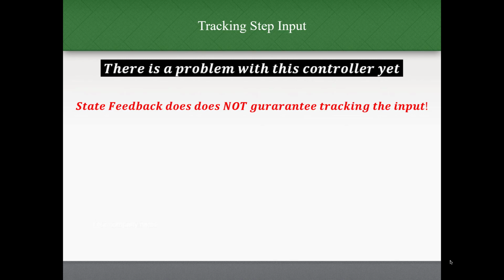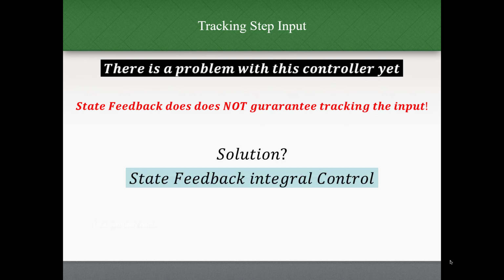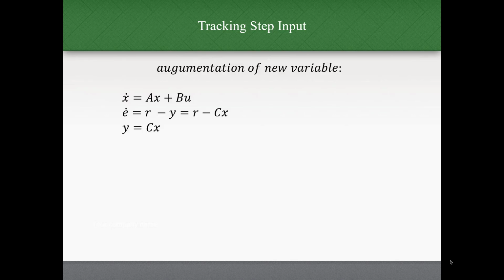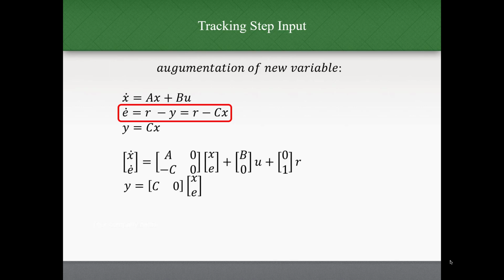What can we do to guarantee tracking our input by our output? The solution is state feedback integral control. To use that, we will augment a new variable called error. Of course, it is the difference of input and output, and we will augment it as our new variable into the model. Using this, the new state space model for our DC motor will be the way seen on the screen.